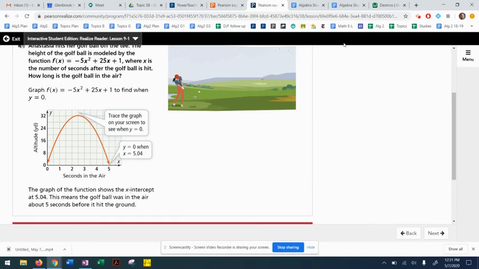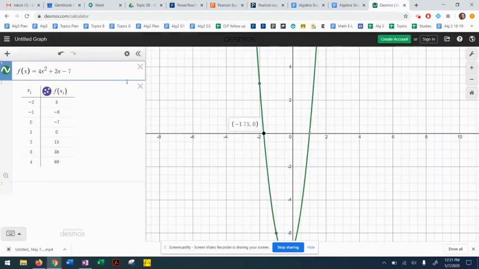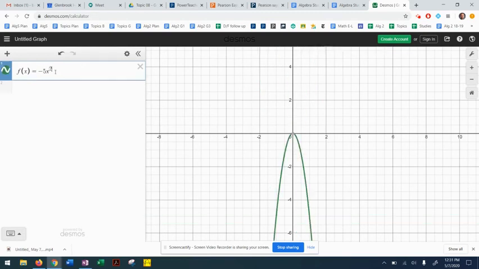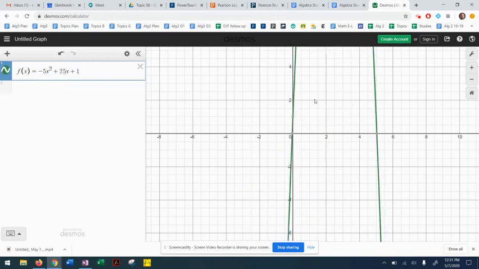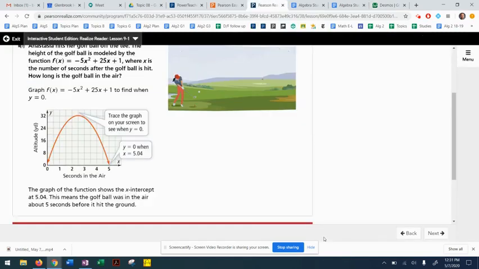If we were to look at that on Desmos, we would be able to find that point as well. Hang on one second, I'll plot it. Negative 5x squared plus 25x plus 1. We see that right there is the x-intercept, 5.04, 0. We're going to rely on the technology to do it for now. We'll learn how to do it by hand later on.